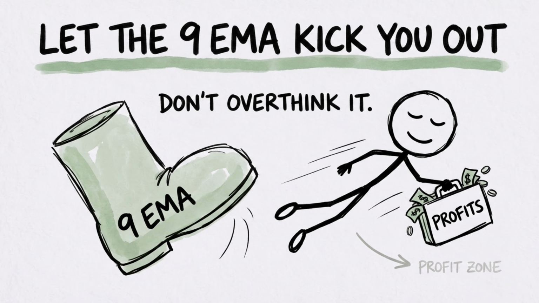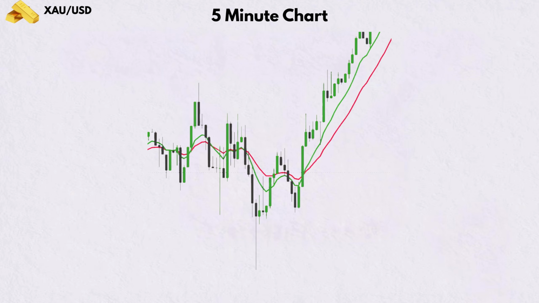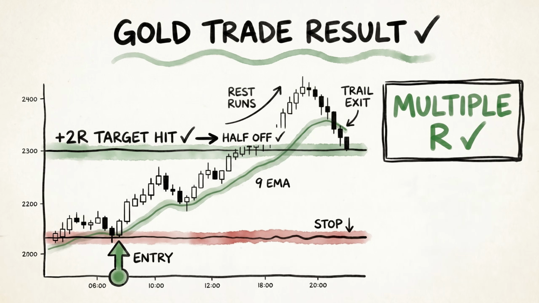Let's look at this real example. Gold, 15-minute chart, 9 EMA crosses above the 20, clean green candle. Momentum is there. You don't enter here. You switch to the 5-minute chart. Price rallies for 3 candles, then pulls back. It touches the 9 EMA, 1 candle, 2 candles. It holds. You enter on the 3rd green candle, stop below the 5-minute swing low. Target 2R. Price hits 2R in 4 candles. You take half off, move stop to break even. The rest runs. Price stays above the 9 EMA for 2 more hours. The trailing stop captures the full move. 1 trade, 2 time frames, multiple R.